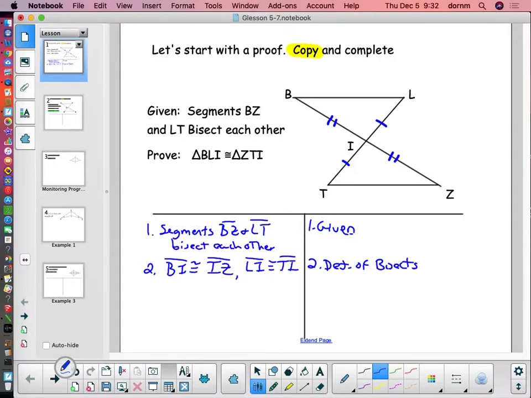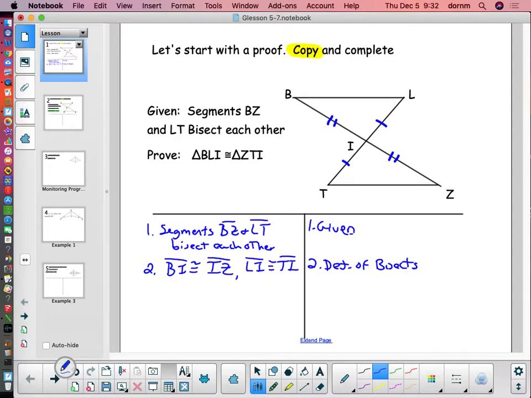But the reason why it's not midpoint is because what word did we use here? Bisect. Even though they kind of work the same way, the word that was used was bisect. So that's the definition we're going to use. If it had said that I is the midpoint of LT and BZ, we'd have the same conclusion, but then it'd be definition of midpoint as a reason. All right, great. We've got those facts, we've translated them.